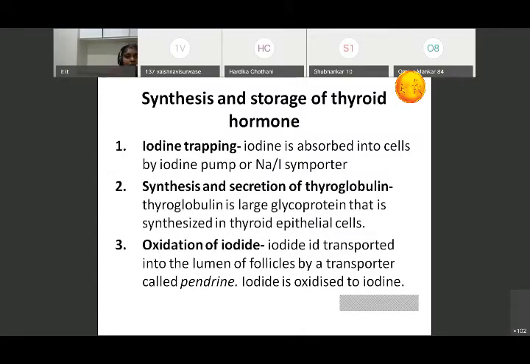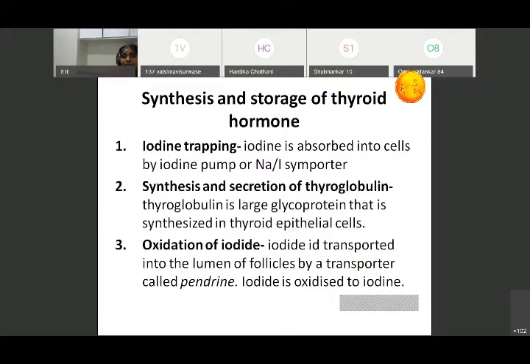First, write down iodine trapping. Iodine, we already said, comes from the diet and is absorbed into the follicular cells by the iodine pump. How is it absorbed? Because it is against the electrochemical gradient, it is absorbed by the iodine pump, which is also called the sodium iodide symporter.